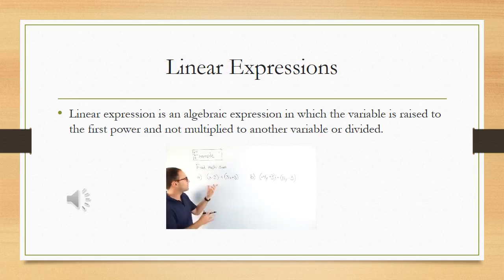This one's fairly simple. There's nothing to distribute. I don't have to use the distributive property. And it's addition, so I can use a method where we just line them up vertically. So I could say x minus 2 plus 3x plus 8.